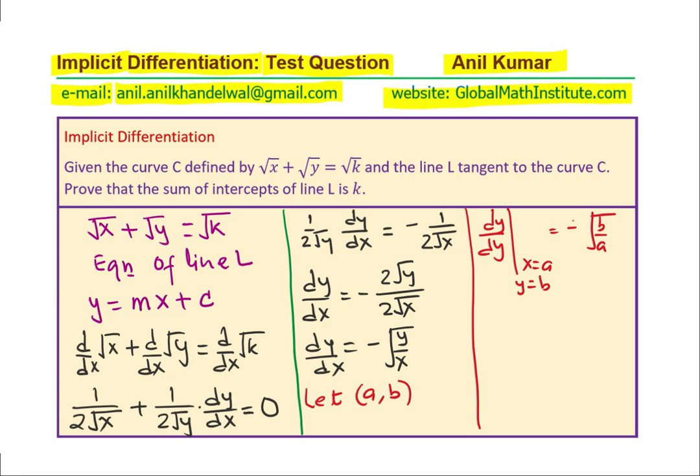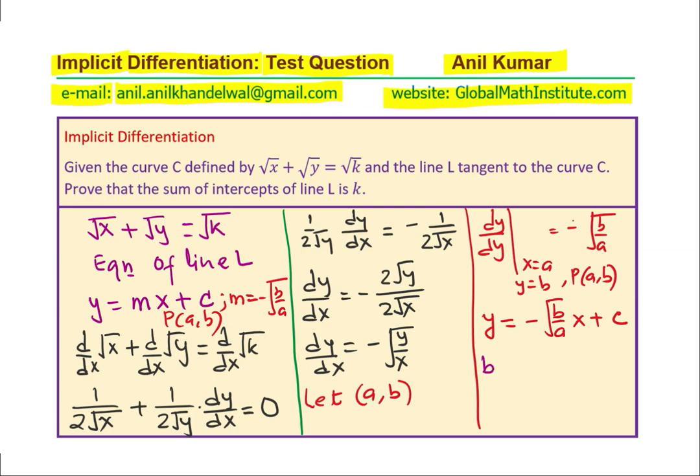Now, we know the coordinate point, so we can find the equation of the line. The equation of the line will be y equals the gradient, minus square root of b over a, times x plus c, since we now know that m is equal to minus square root of b over a at a point P, which is (a, b) for us. Since point P is (a, b), we can find the y-intercept by substituting a and b for x and y. So let's substitute and continue.